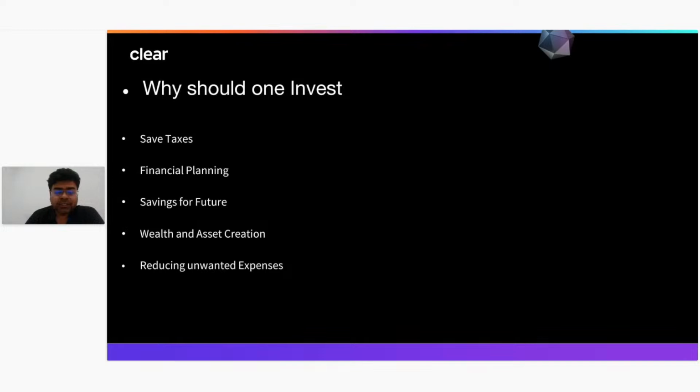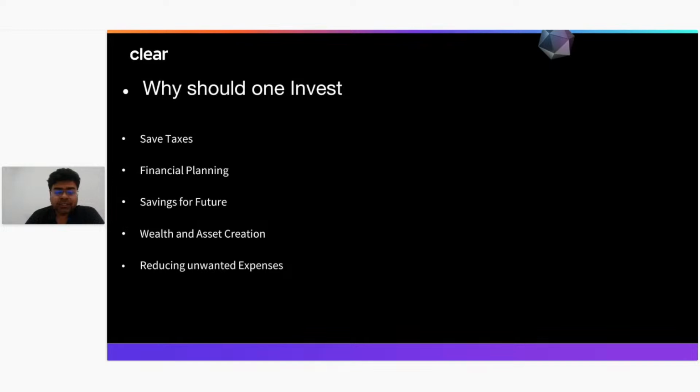Finally, one thing, this will be a little bit out-of-the-box thinking for you: reducing unwanted expenditure. At the beginning of the month, whenever the salary is credited to our account, we see that our bank balance has a certain comfort attached to it, right? So what we do is we just go out and indulge ourselves.